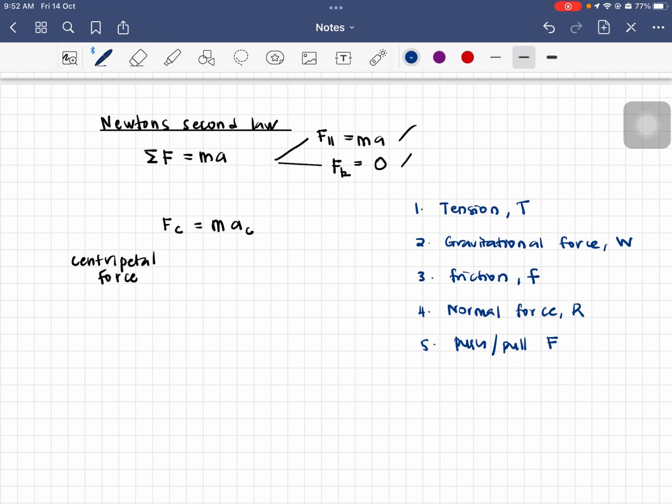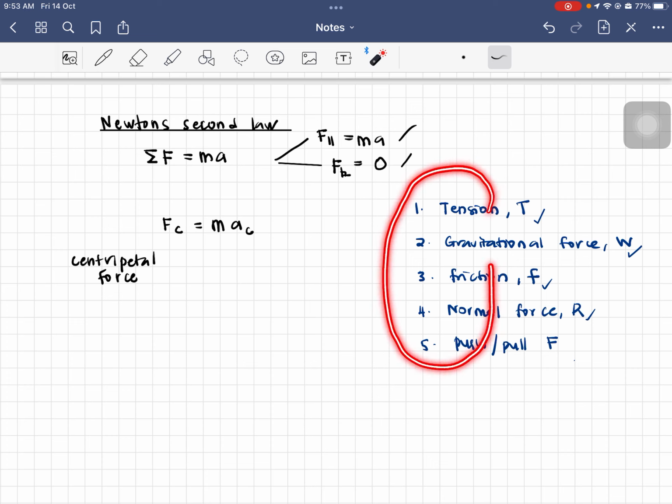You must remember, tension is toward the center of the rope, or toward the center of the string. It is not toward the center of the circle. Gravitational force, the weight, is always downward. Friction is opposite of the motion. Normal force is perpendicular to the surface. So your centripetal force is actually the combination, the sum, of these forces.